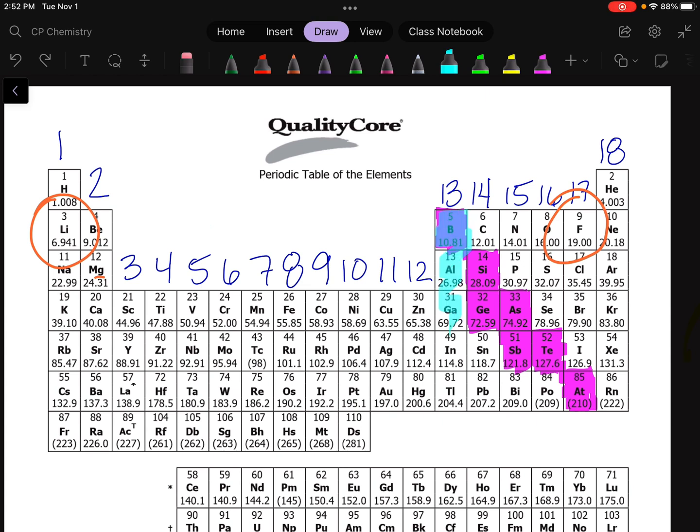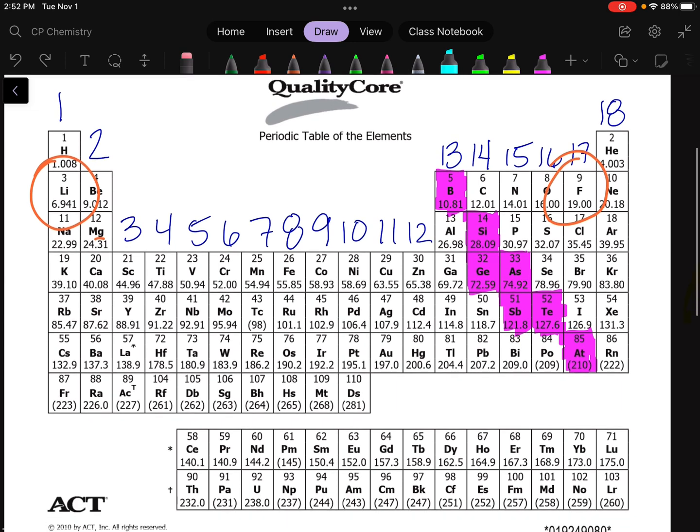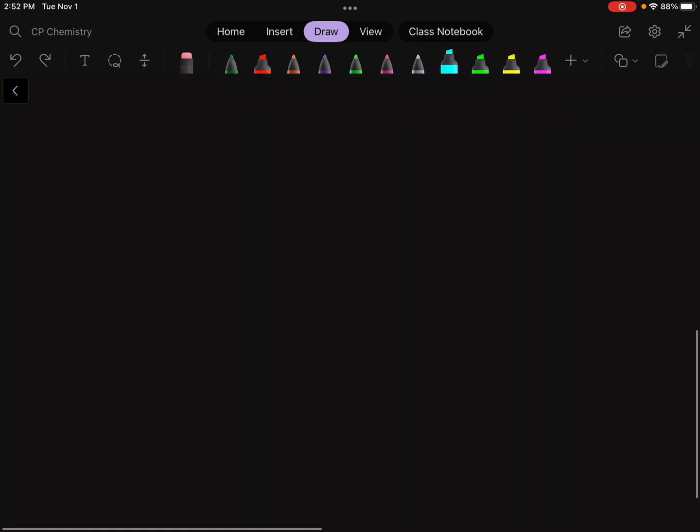Group 13 has 3 valence electrons. Group 14 has 4, all the way to group 18, which has 8 valence electrons except for helium. We've discussed helium only has 2. So lithium is in group 1 and it has 1 valence electron, and fluorine is in group 17. It has 7 valence electrons. So we're going to start off by drawing the dot diagram of lithium and the dot diagram of fluorine.